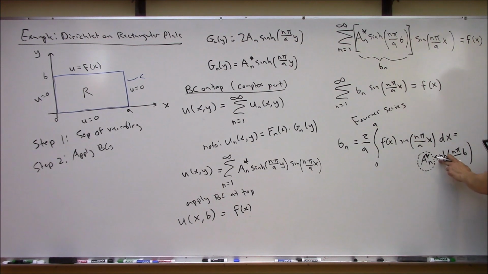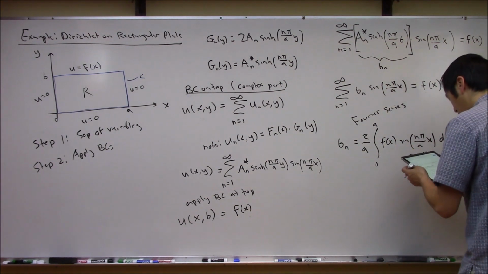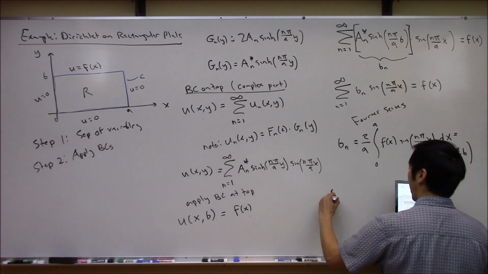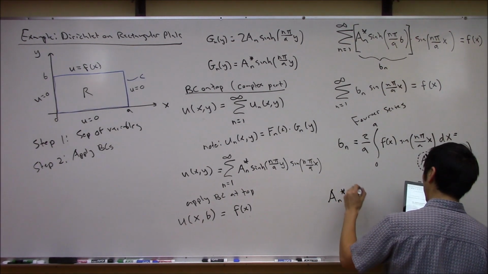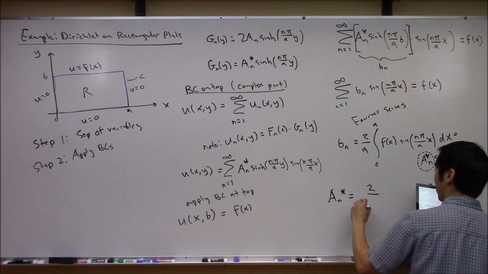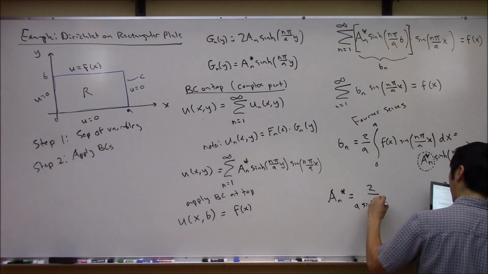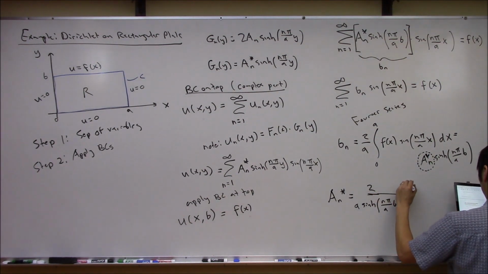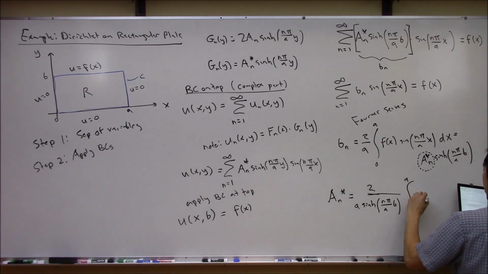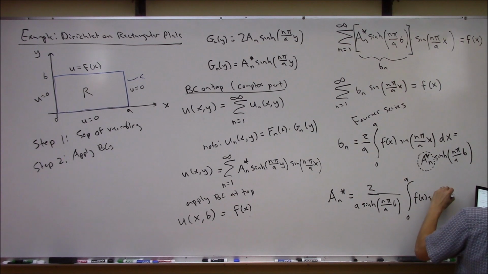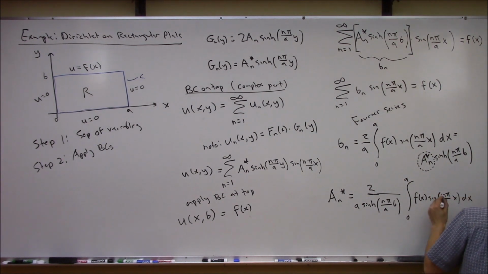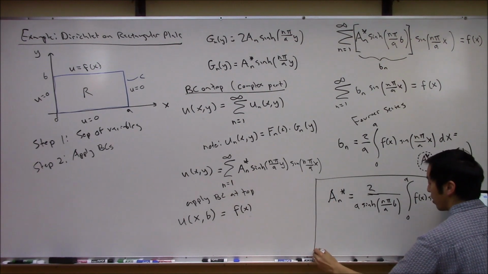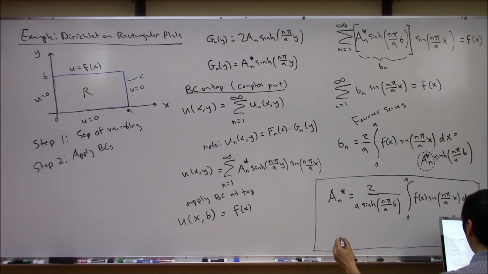So I'll just solve for a_n, which basically involves dividing through by this constant, the hyperbolic sine of n pi over a b, and sending that over to the other side. So long story short, we end up with a_n star equal to 2 over a times hyperbolic sine of n pi over a times b, times the integral from 0 to a of f of x sine of n pi over a x dx. Perfect.